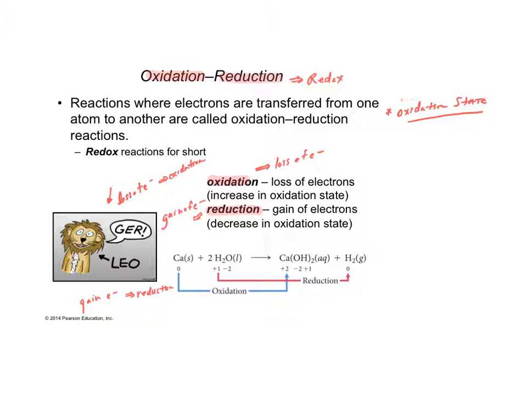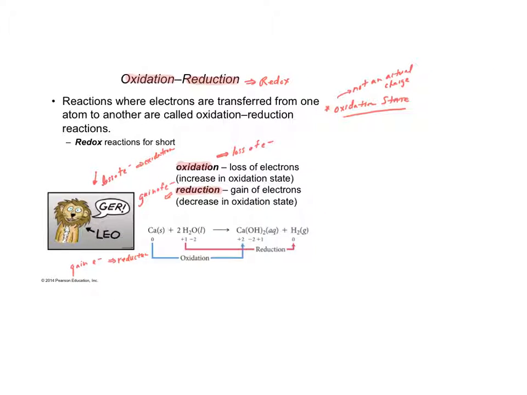Right, so this is not an actual charge. It looks like a charge, but it's not a charge. Again, it's more of just a bookkeeping method for us to track electrons in a chemical reaction, okay? So it's a fictitious thing that we've invented to help us in determining whether or not a redox reaction has occurred.